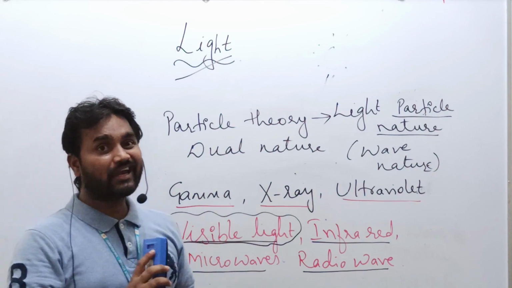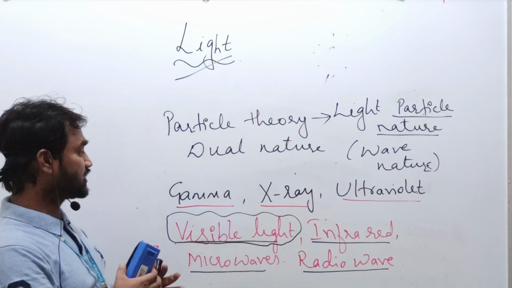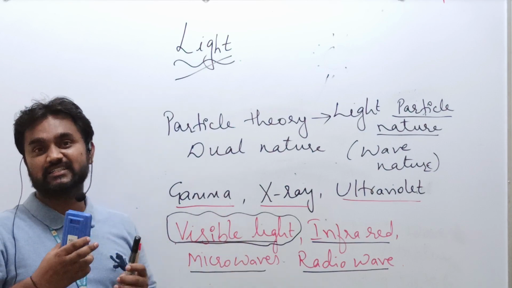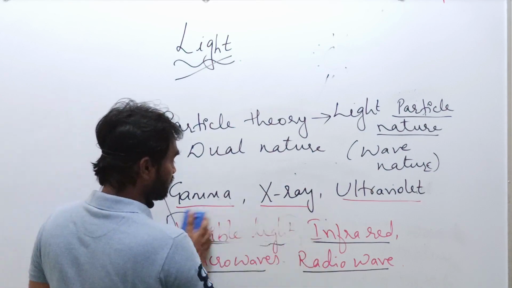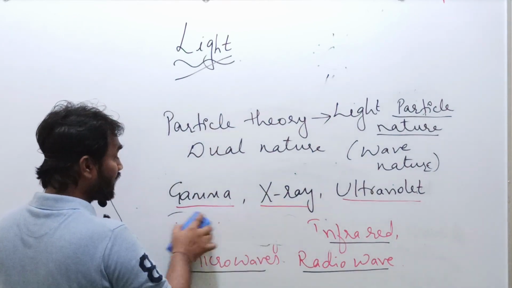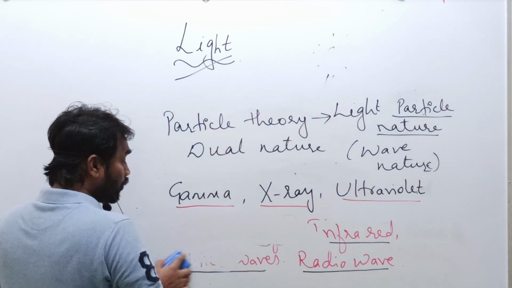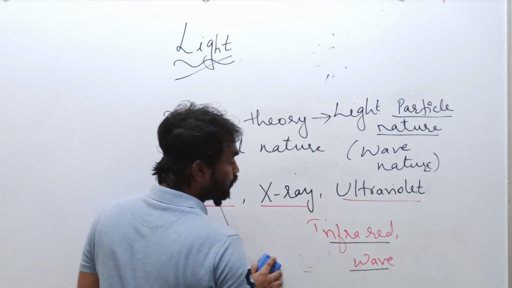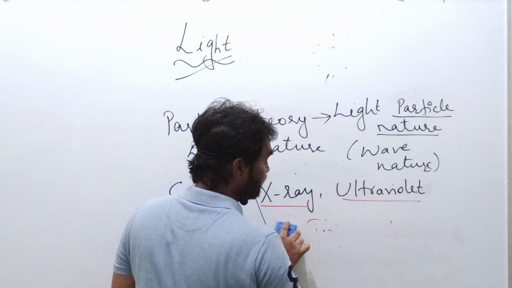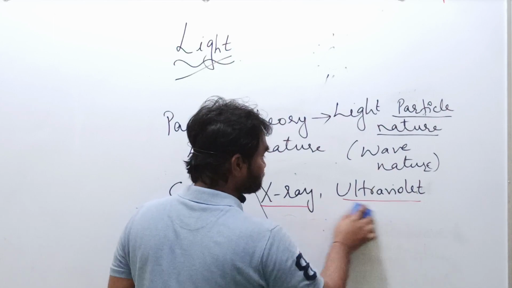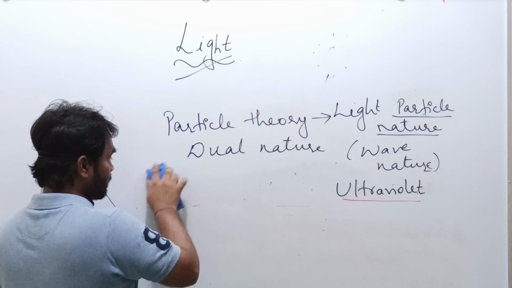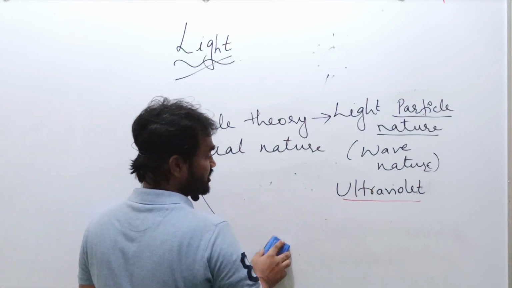And to add one more point to this, dear children, this visible light is white in color. Visible light is white in color. And when this is refracted, then you can see different colors. So that we'll be learning in the further classes, that is in dispersion.